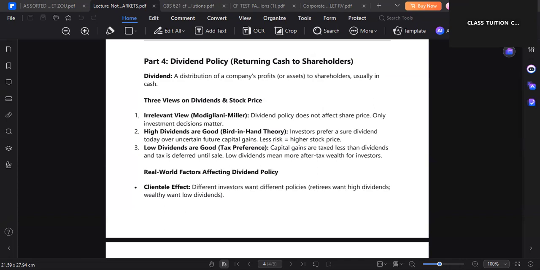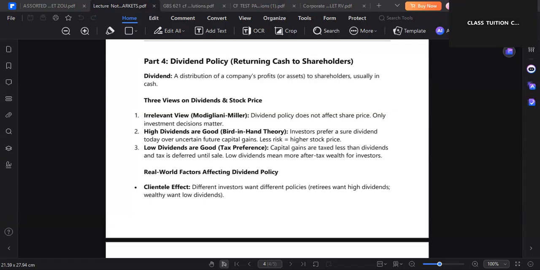And the last theory is that low dividends will increase the share price. This theory argues that in many countries, dividends are taxed immediately as ordinary income, while capital gains are taxed only when the stock is sold, and often at a lower rate. Investors therefore prefer low dividends but high capital gains. As a result, we have low dividend stocks at a high premium.